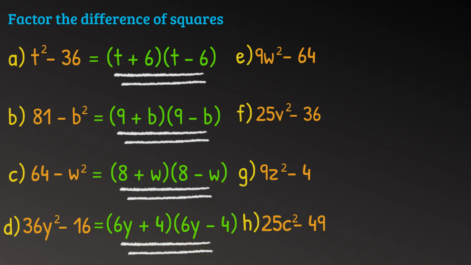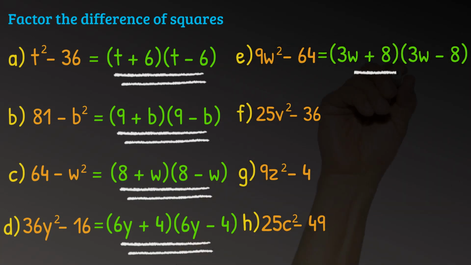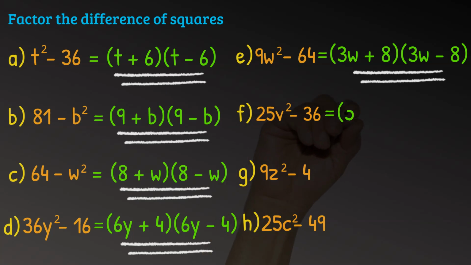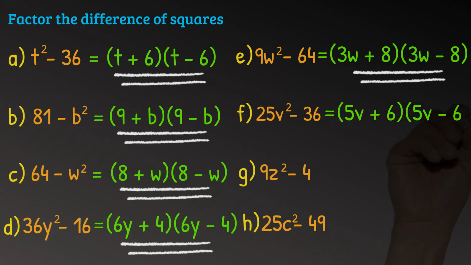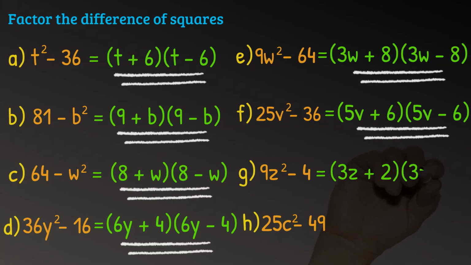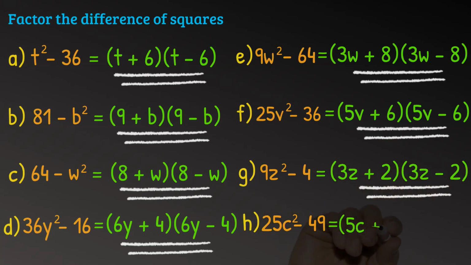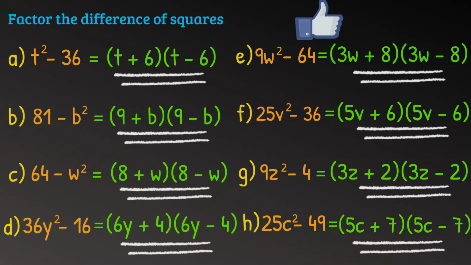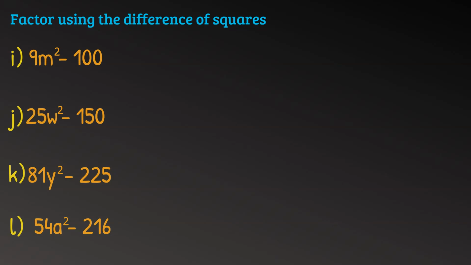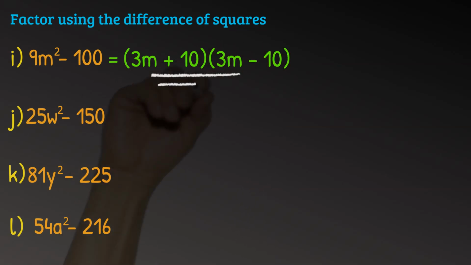And factorising 9w squared minus 64 gives us 3w plus 8 times by 3w minus 8. And we can factorise the expression in F as 5v plus 6 times by 5v minus 6. In G we have 3z plus 2 times by 3z minus 2. And in H we have 5c plus 7 times by 5c minus 7. Now if we have 9m squared minus 100, that factorises to 3m plus 10 times by 3m minus 10.